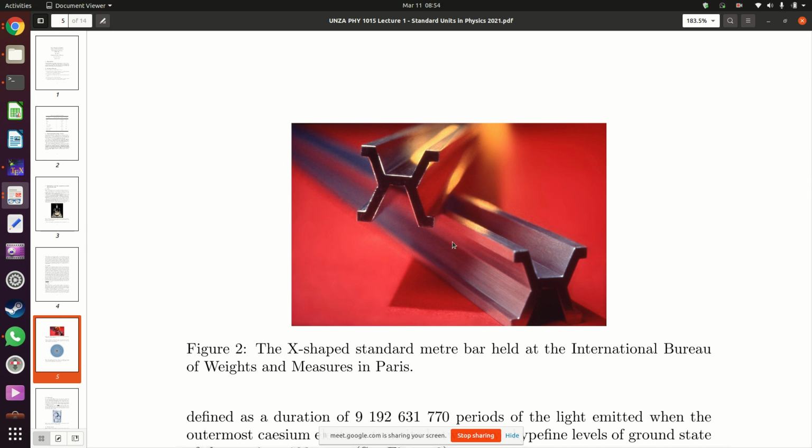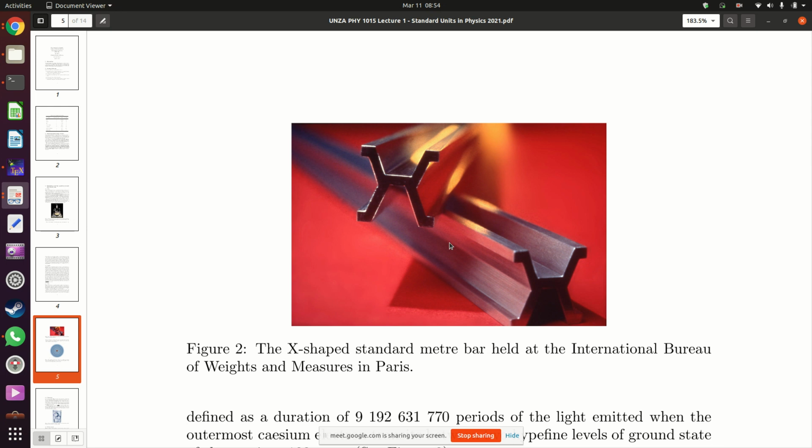So after realizing the problem of bending, they decided to change. Instead of using a flat bar, we're going to use an X-shaped bar. An X-shaped bar does not easily bend. And they also changed the material from just platinum to an alloy of platinum and iridium, so you were assured that this bar would not corrode. This bar used to be called the standard meter for a long time, from 1875 up to 2019.